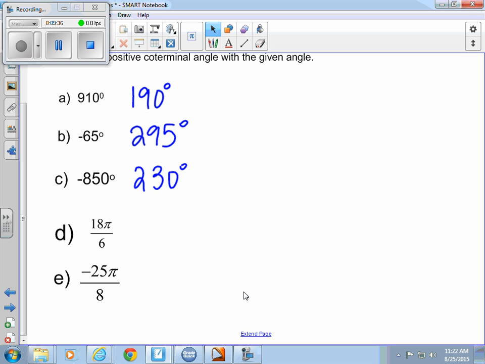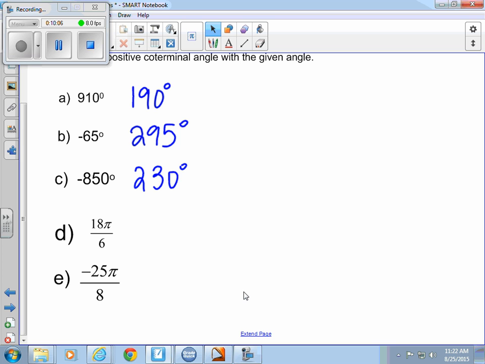They're better. Okay, so let's find the least positive coterminal angle of 18 pi over 6. I've got to switch the mode of my brain from degrees to radians. How far around the circle can I go for the least positive coterminal angle in radians? 2 pi, right? 2 pi is all the way around the circle. So I need it to be between 0 and 2 pi.